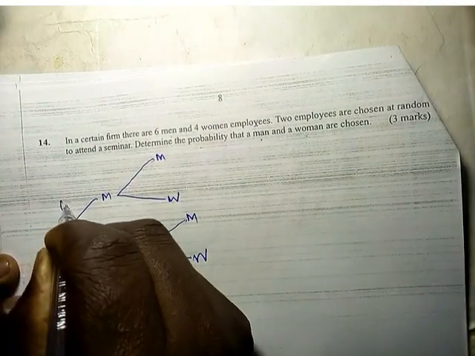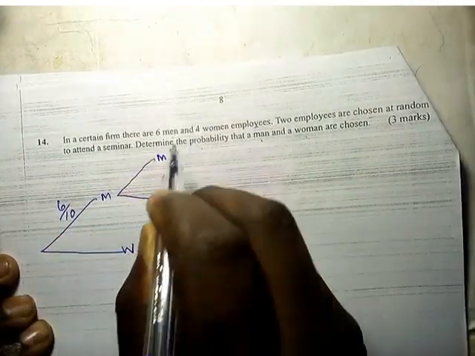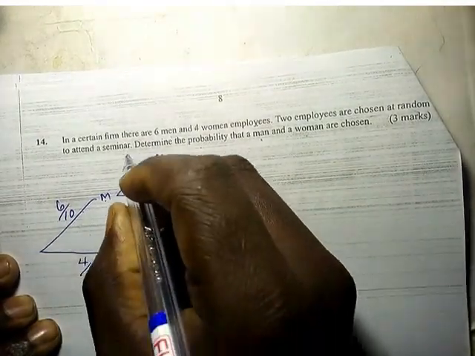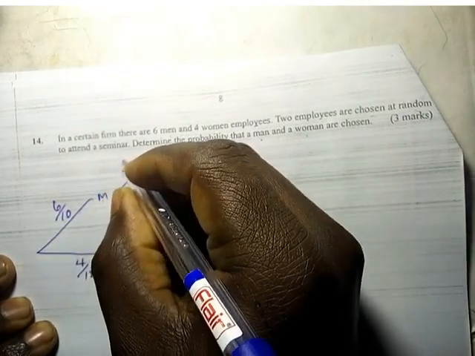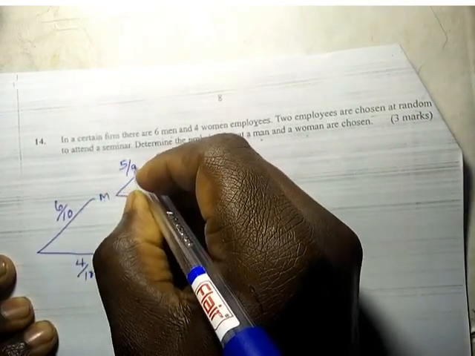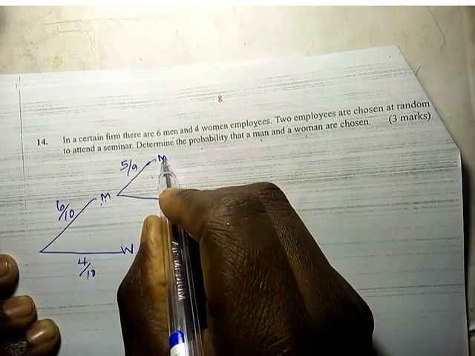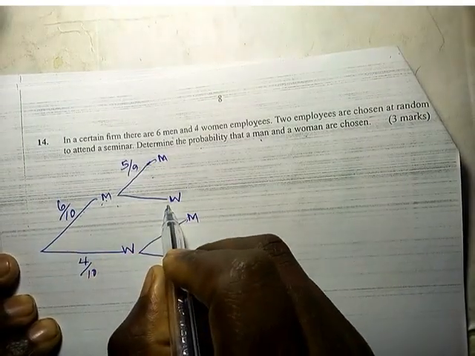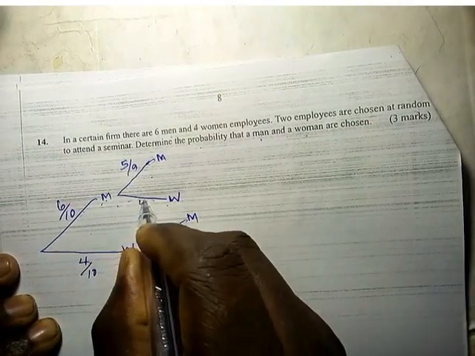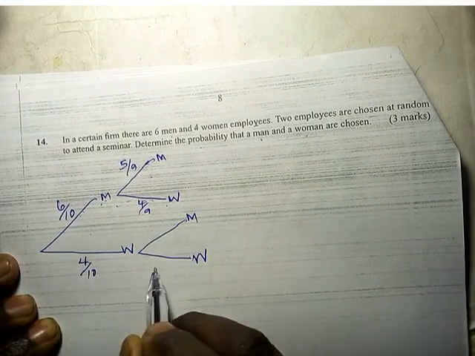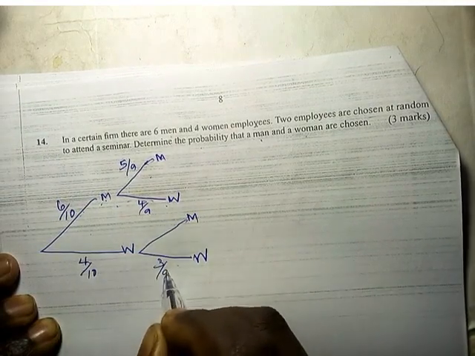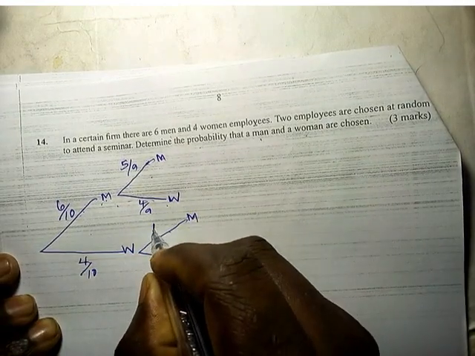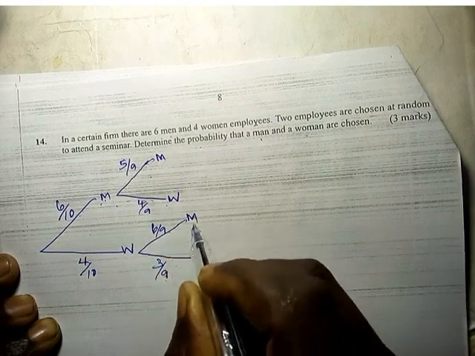So there are 6 men, so 6 over 10, because the total is 10, and women are 4 over 10. So if a man is chosen, they will reduce by 1, so we will have 5 over 9. If a man is chosen, this is a mutually exclusive event. It means that if a man is chosen, a woman will not be chosen at the same time. So a woman will remain 4 over 9. If a woman is chosen, they will remain 3 over 9. At the same time, no man will be chosen, therefore, we will remain with 6 over 9 men.